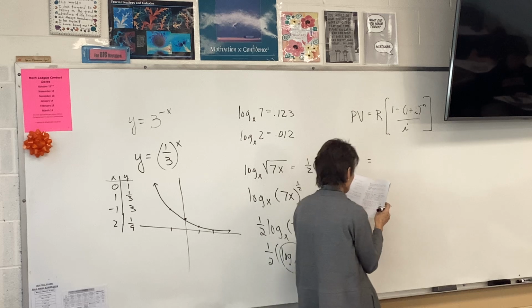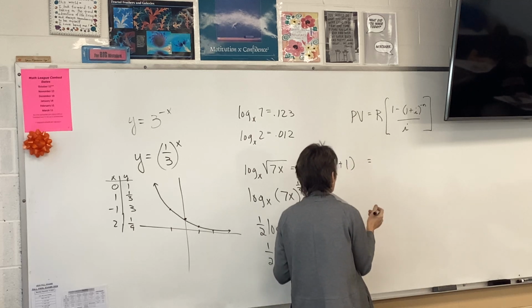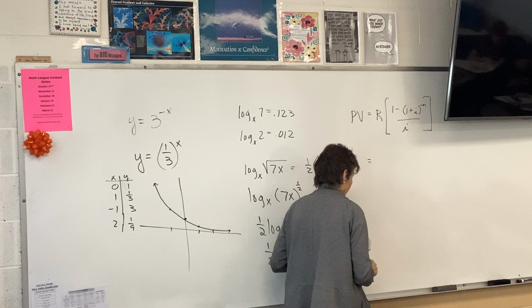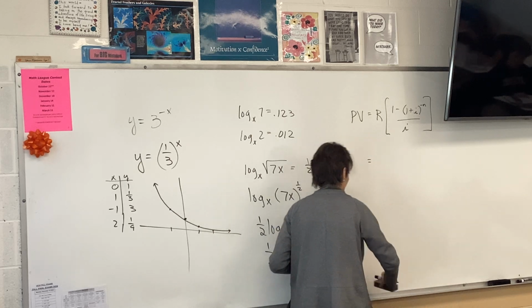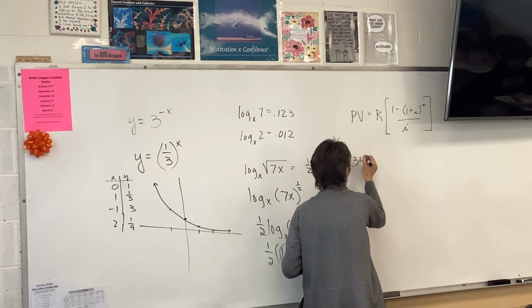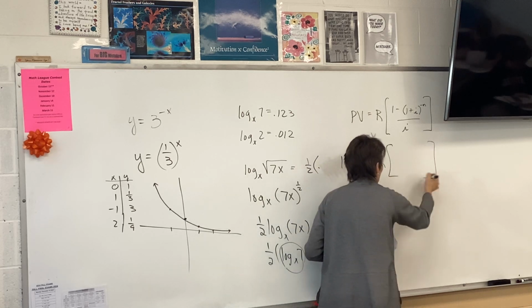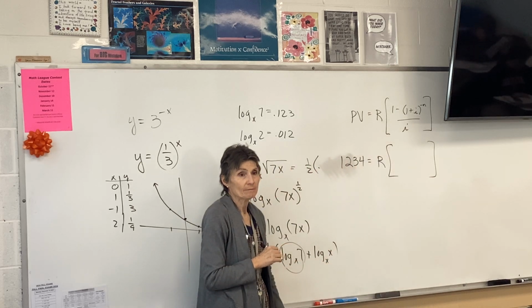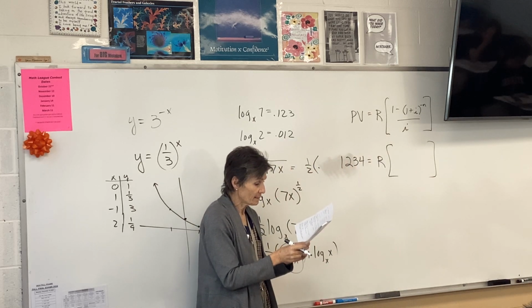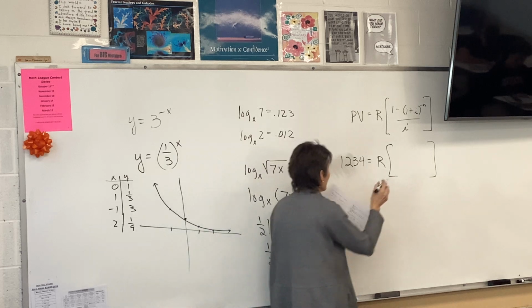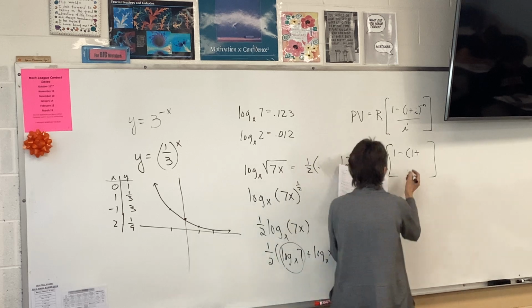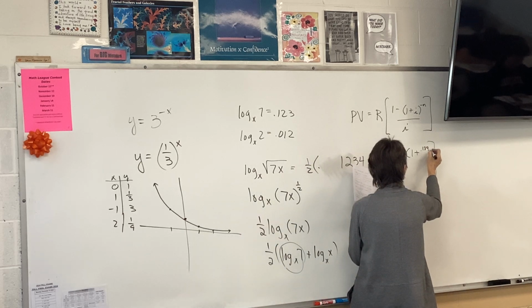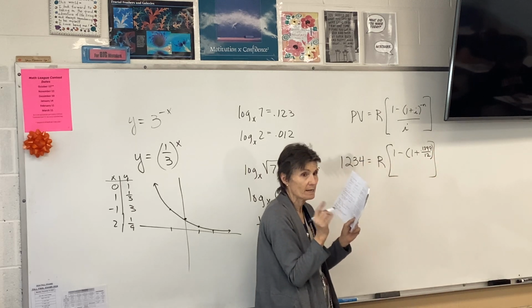Alright, so I charge 1, 2, 3, 4 on a credit card. What is the 1, 2, 3, 4? That's my present value of my debt, right? Yeah. So 1, 2, 3, 4 goes right here. R is my payment, and that is what I'm trying to find. So I have 1 minus 1 plus. My interest rate is 0.1899 divided by 12. That's my interest rate.